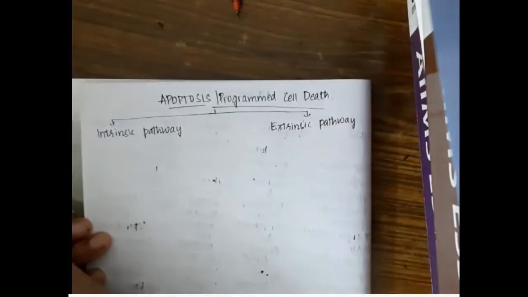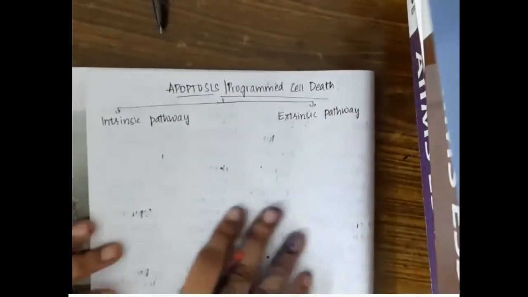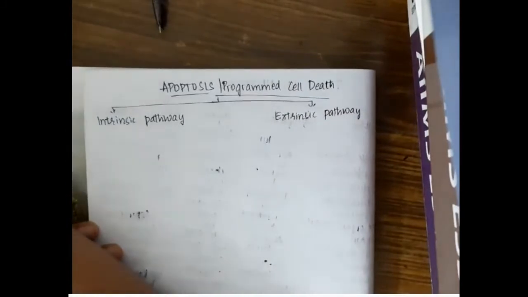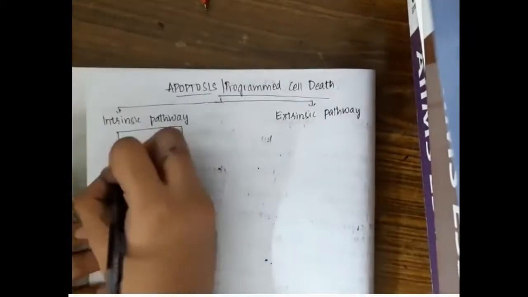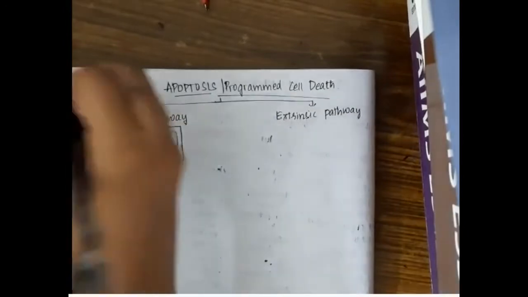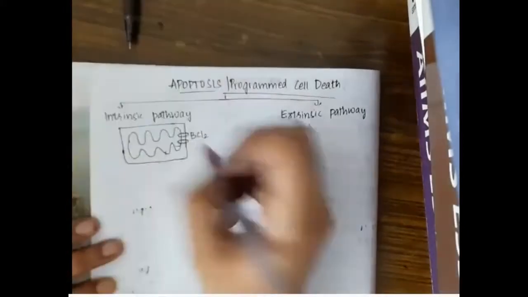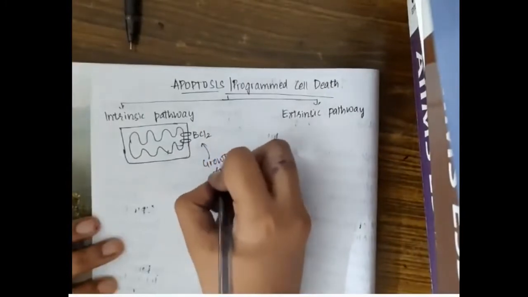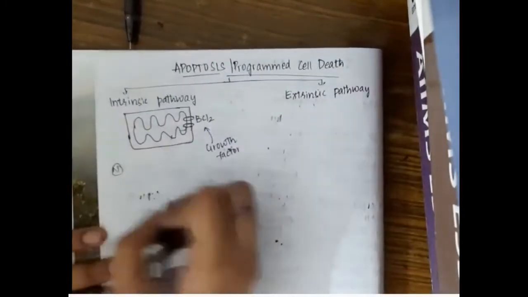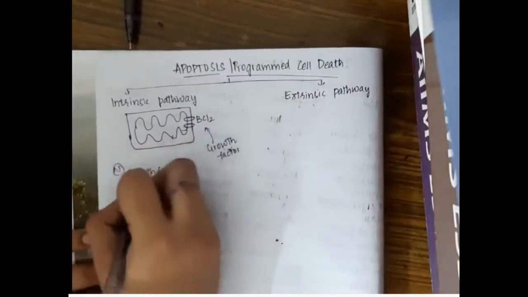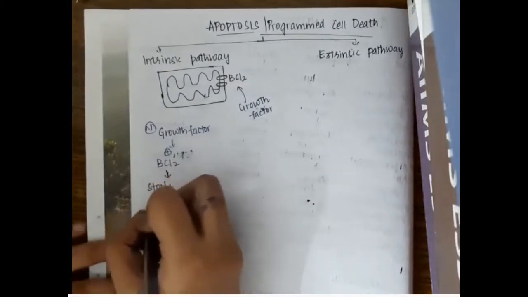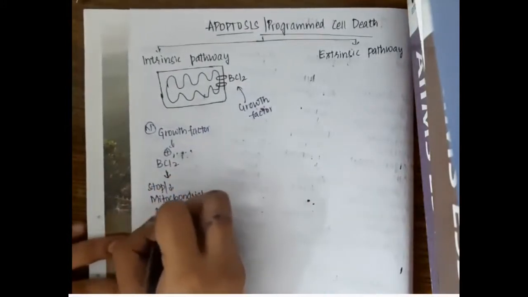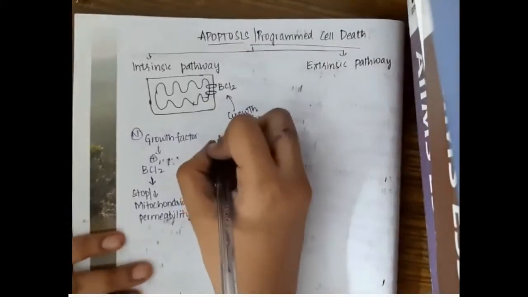So, in the intrinsic pathway, it occurs in mitochondria. The issue in the intrinsic pathway is mitochondria, and growth factors are mainly the things. So, first let us draw mitochondria. That is mitochondria. We have BCL2 present in the mitochondrial wall. Normally, growth factors will activate the BCL2, and thus this will stop or decrease the mitochondrial permeability.